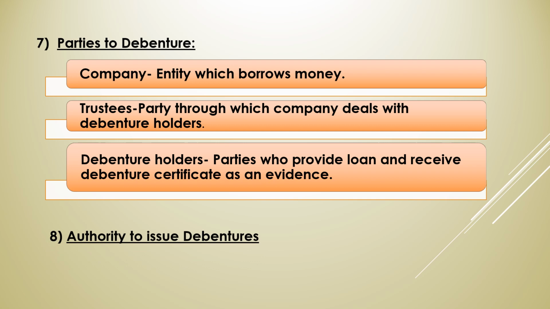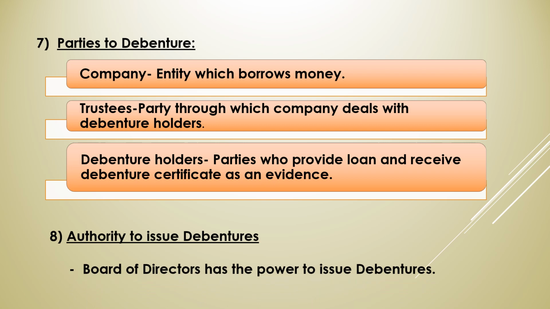The eighth feature is authority to issue debentures. The power or the authority to issue debenture lies with the board of directors, because the board of directors are considered to be the supreme controlling authority in a joint stock company. So accordingly, the board of directors have the power to issue debentures.